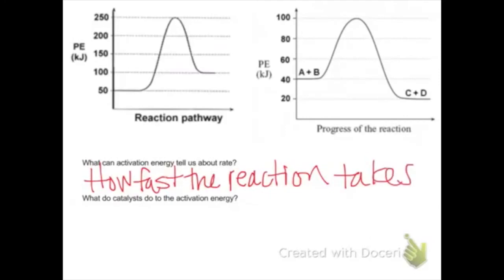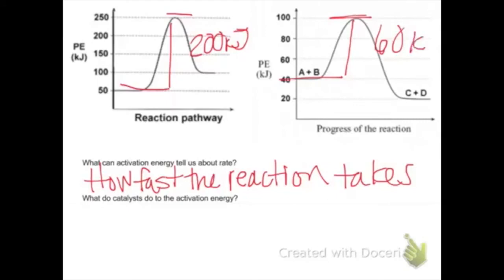So over on this first one, what was our activation energy? We said it was from our lowest point to where? To the very, very highest point. And so what's our total activation energy? All right, so we went from 50 to 250. So it took a total to get from here to here of 200 kilojoules of energy. Okay, let's compare it to our other reaction. We started at 40, and then we went all the way up to 100. So 100 minus 40 is 60 kilojoules.